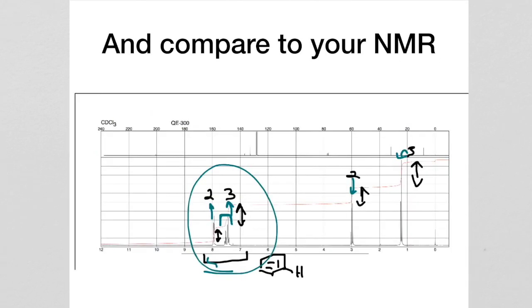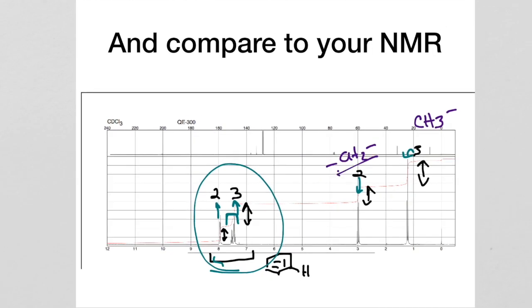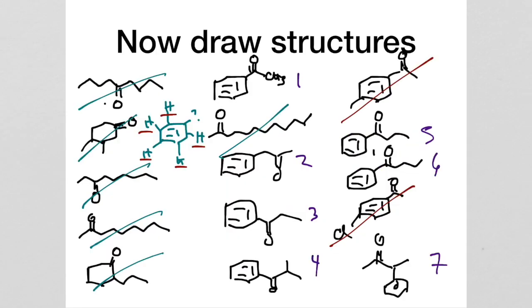So now I want to think about this. I've got this 2 hydrogen peak that indicates a CH2. I've got a 3 hydrogen peak, so that indicates a CH3. I'm not even going to worry about the splitting. I just want to think about the fact that I know my molecule, in addition to the aromatic ring, has 1 CH2 group and 1 CH3 group, and that's it. So now I can go back to my drawings, and I can start eliminating some things.